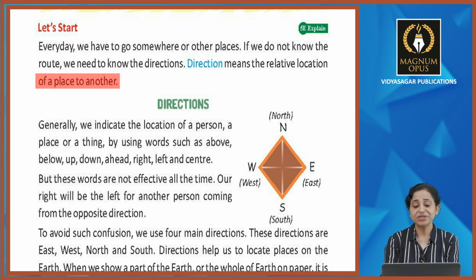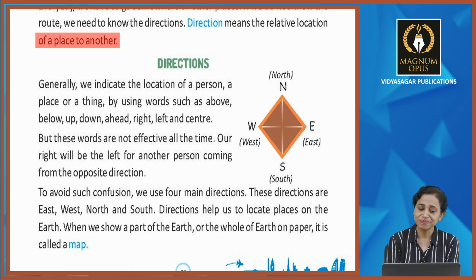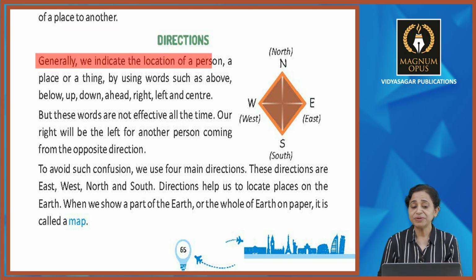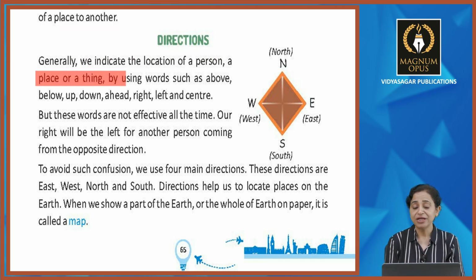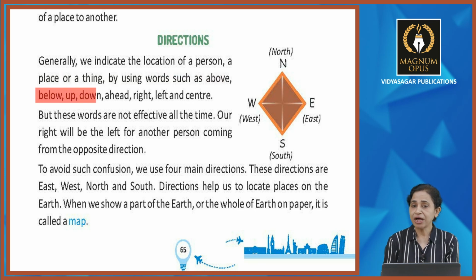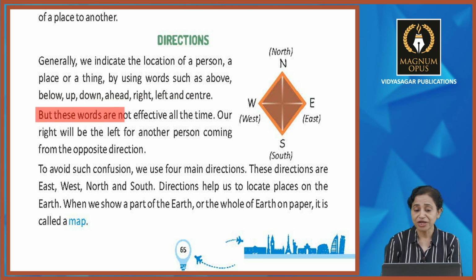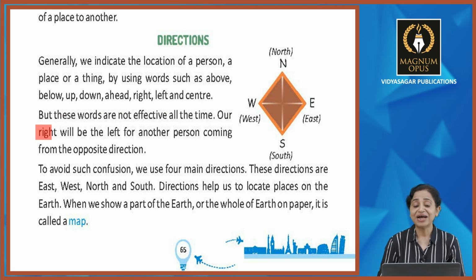Right? वो जो उससे relative location है या place उसको बोलते हैं direction. Directions generally we indicate the location of a person, a place or a thing by using words such as above, below, up, down, ahead, right, left and center. But these words are not effective all the time. क्या करते हैं हम लोग? Then our right will be left for another person coming from the opposite direction.